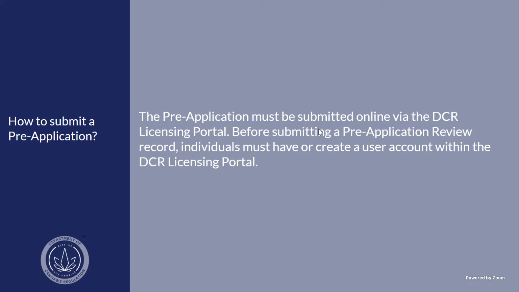Before submitting the pre-application review record, you are going to have to make sure that you have a legal business entity record, if you are planning to pursue as a legal business entity. Otherwise, you can apply as a sole proprietor. And if you're a verified social equity applicant, then you can apply for the activity types that are limited to social equity individual applicants.